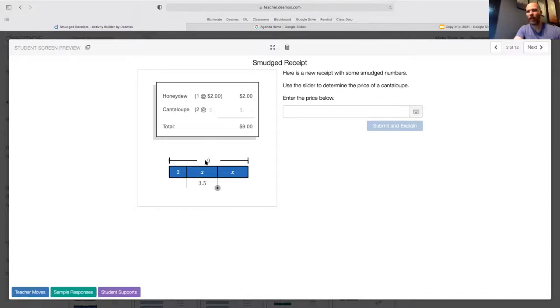So I've matched the length of the tape diagram to the 9 here. And so it's showing me that X is 3.5. So this is Desmos' way of showing you that, okay, X is 3.5, well, what does X represent? We have to figure that out first. You probably already figured out that it represents the price of a cantaloupe. Well, what we need to do is define our variable. Usually somewhere on the side or above, when you're working with variables, you write what the variable literally stands for. This is called defining your variable. So over here, I'm gonna write X colon, or you can use X equals, but both of those are okay. Price of cantaloupe.